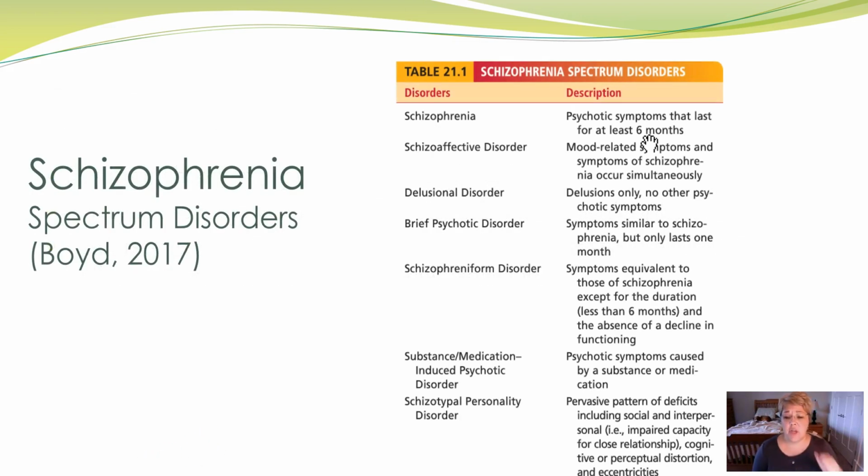This table provides an overview, from your Boyd textbook, of the different types of spectrum disorders. Historically, schizophrenia was a separate and distinct disorder from schizoaffective disorder or the delusion disorder. That's not the case now. Now they consider them to be on a spectrum, a spectrum of severity and causation. So I wanted you to have this snapshot as a quick reference point of how they move across the spectrum.